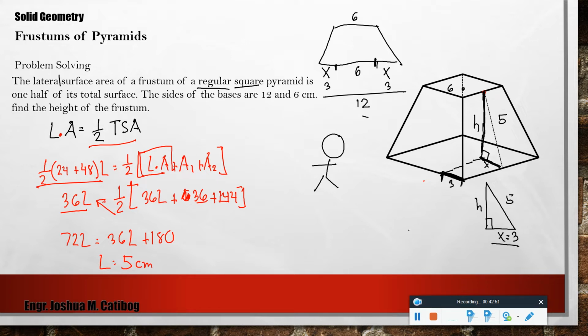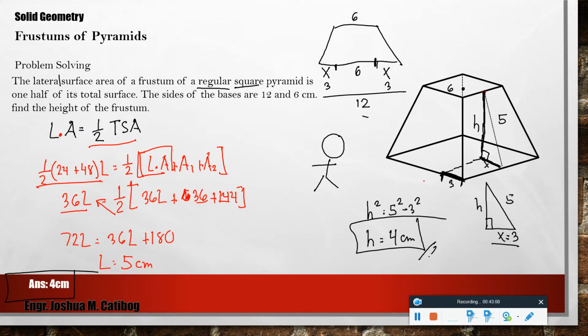So, from here, using the Pythagorean theorem, so h squared is equal to what? 5 squared minus 3 squared, or simply, h is equal to 4 centimeters. At ito po yung ating hinahanap. Find the height of the frustum. So, 4 centimeters po yung ating sagot.